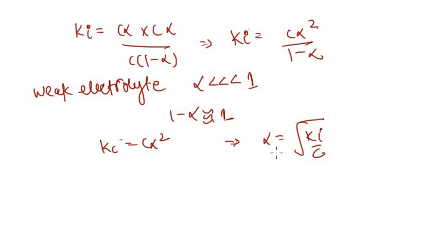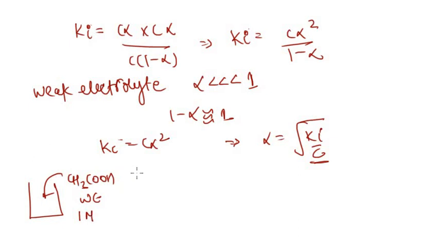For the weak electrolyte, alpha, the degree of dissociation, is inversely proportional to the square root of the concentration of the electrolyte. So as you reduce the concentration, alpha will increase. It is a very good application. Let's say we have acetic acid. We know it is a weak electrolyte. First we have 1 molar. Now we are diluting it. We have added some water over here.